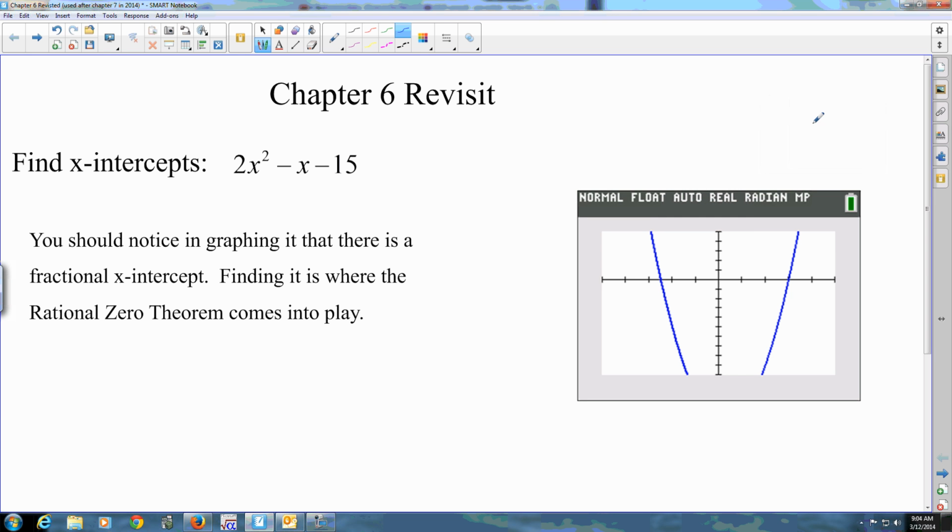Hello everyone, this is for the Chapter 6 Revisit packet. Trying to go back and clear up some misconceptions from Chapter 6.